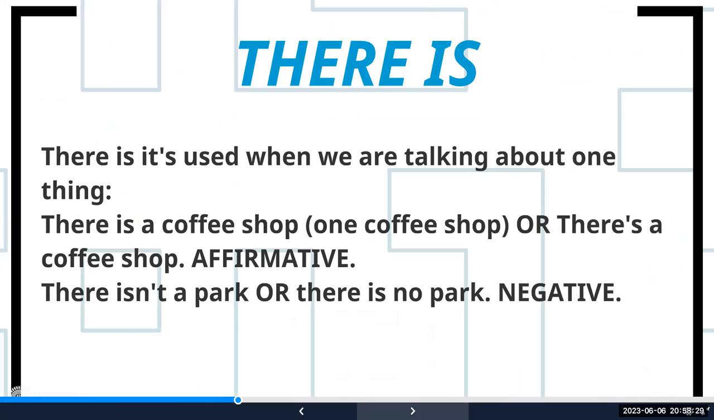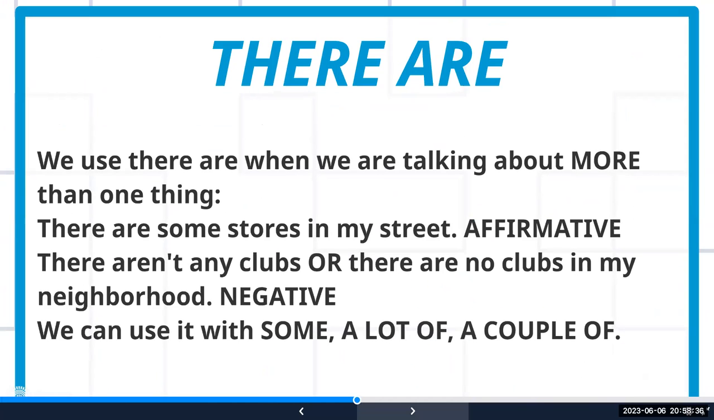Okay, we already talked about this. Okay, let's take a look at this. We use there are when we are talking about more than one thing. Vamos a usar there are cuando estemos hablando acerca de más de una cosa. There are some stores in my street. It's affirmative. There aren't any clubs in my neighborhood. It's negative. We can use it with some, a lot of, a couple of.